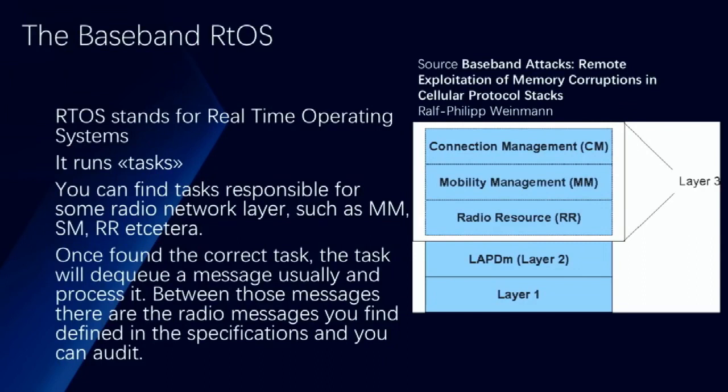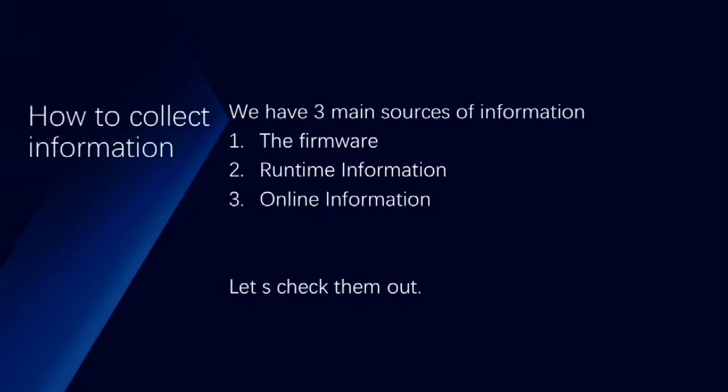So once you identify the correct task, you can check the message handler, because this kind of task communicates via IPC. And once you find this message handler, you can identify the function responsible for parsing and processing radio messages, which is the one that the attacker controls. And you can start from here to audit for memory corruption bugs.